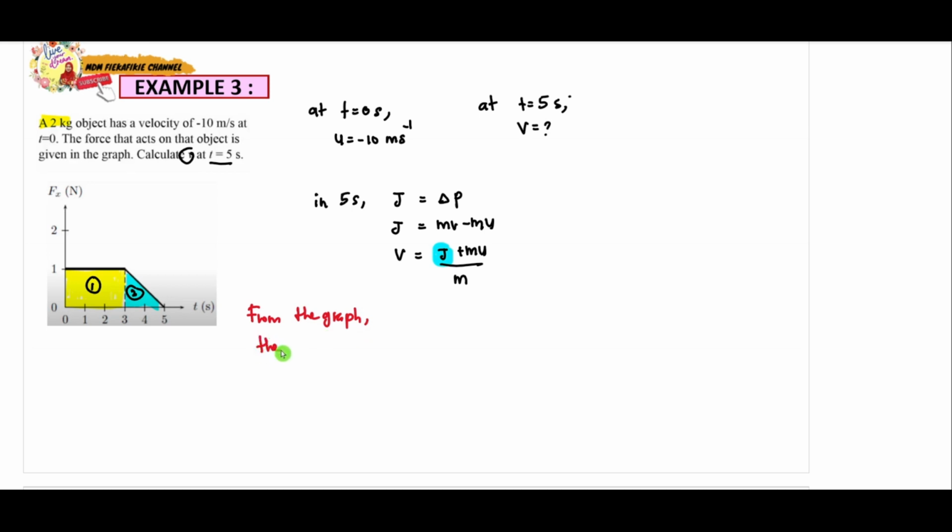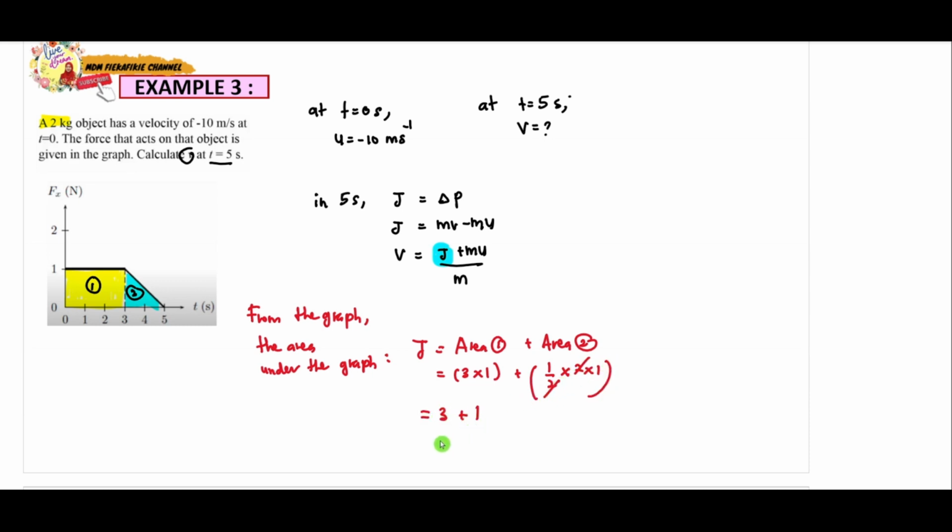So the area under the graph. So let's calculate the area. It's equal to area 1 plus area 2. Okay, I just calculate them separately here. So area 1, 3 times 1, plus, we have a triangle here, half times 2 times 1. So it's equal to 3 plus 1. Okay, and the impulse from the area of the graph should be 4 Newton second.